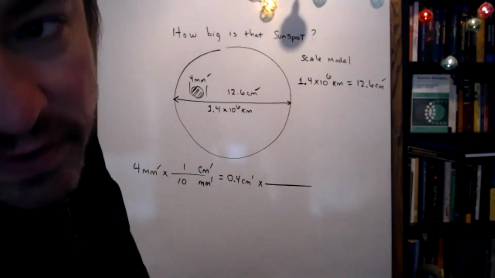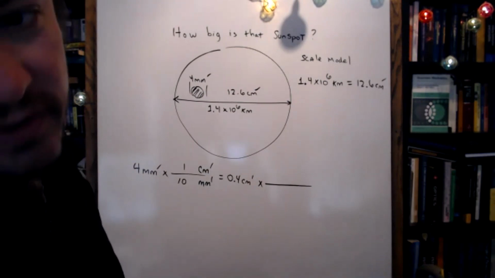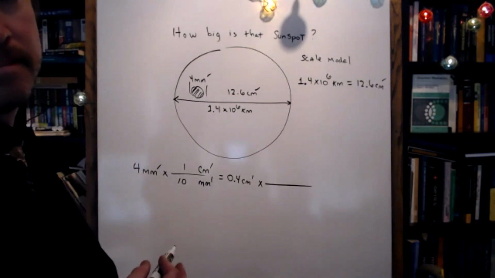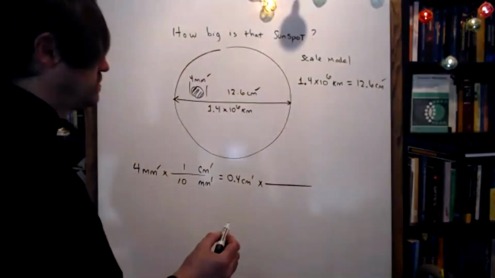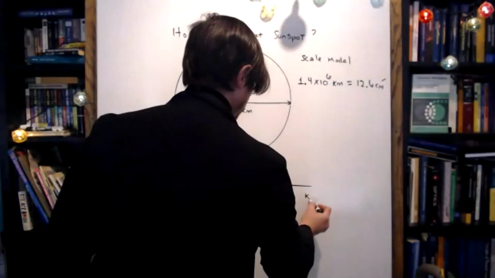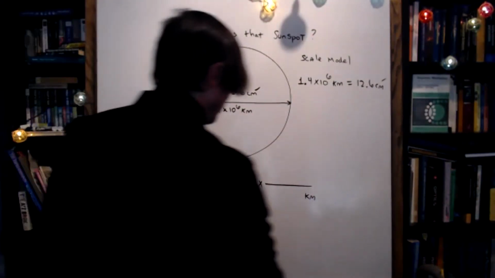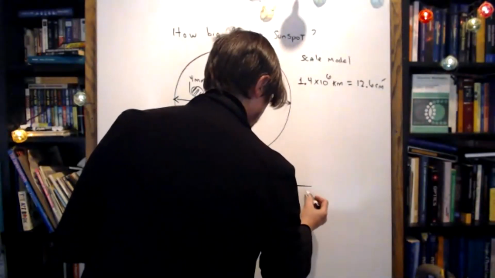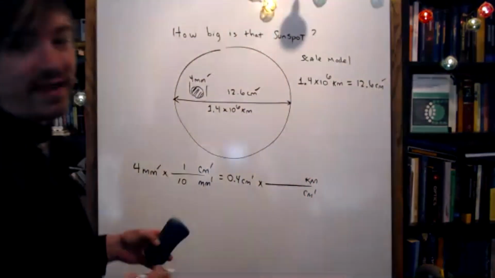Wait. Remember that the rule to not screw this up is units first, numbers second. Let's put our units in place. All right, so the centimeters prime, and then kilometers on bottom. Oh, wait. No, that's backwards. That doesn't make sense, does it? All right. So centimeters prime on the bottom, otherwise centimeters prime don't cancel, right?